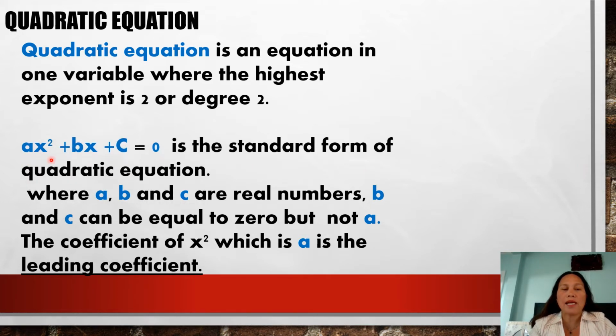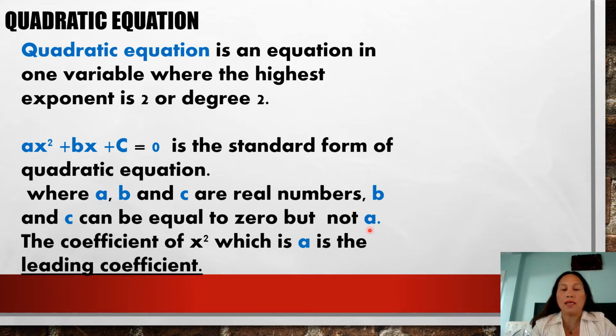Okay, so ax squared plus bx plus c is equal to 0 is the standard form of a quadratic equation. Take note, the exponent of x here, the highest one, is 2. Now, in that standard form, a, b, and c are real numbers. b and c can be equal to 0. So it means pwedeng maging 0 yung value ng b and c natin.